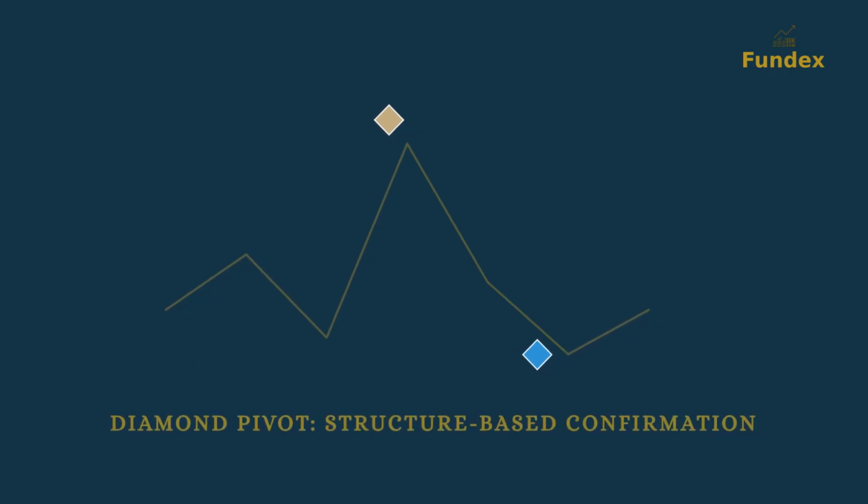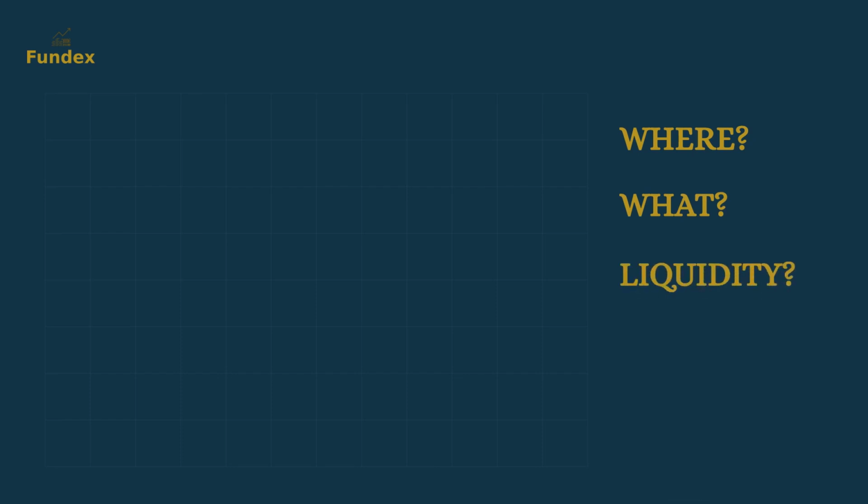Again, I do not trade every diamond. That would completely miss the purpose of the tool. I ask, where did the diamond form? What happened before it formed? Was liquidity taken? Does it align with the 4-hour context? Is the 1-hour chart beginning to confirm the same direction?